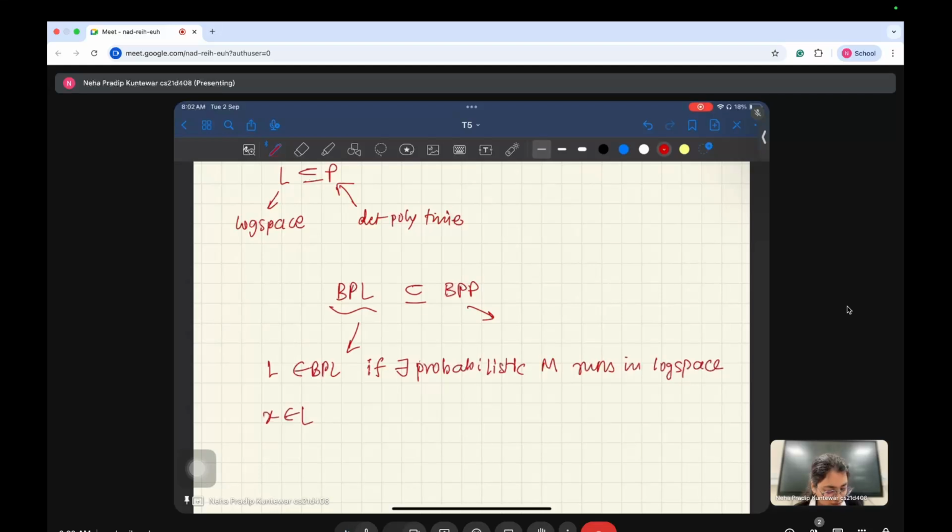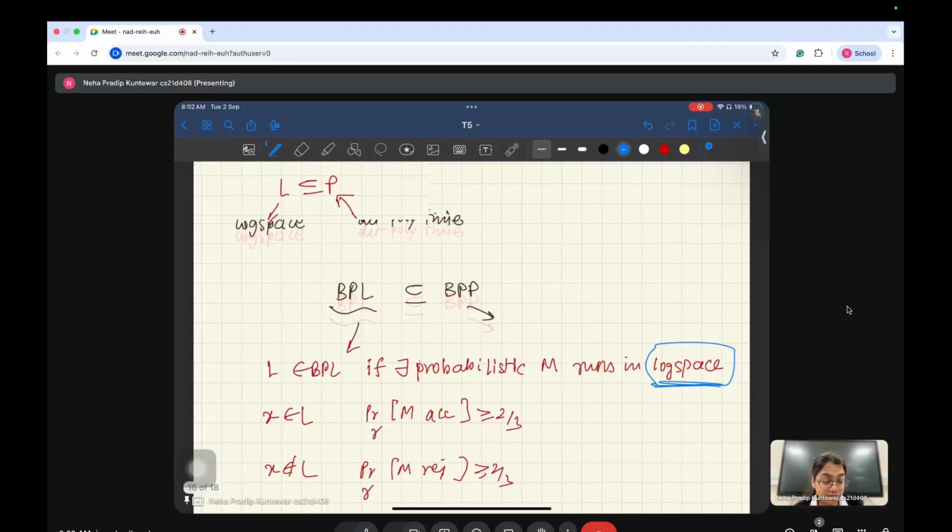So if X is in the language, the probability that M accepts is at least 2/3. If X is not in the language, then the probability that M rejects is at least 2/3. So this is not something new. The only change is that instead of allowing it to be a polynomial time machine, we are allowing it to be a log space machine. So this is the definition of BPL.